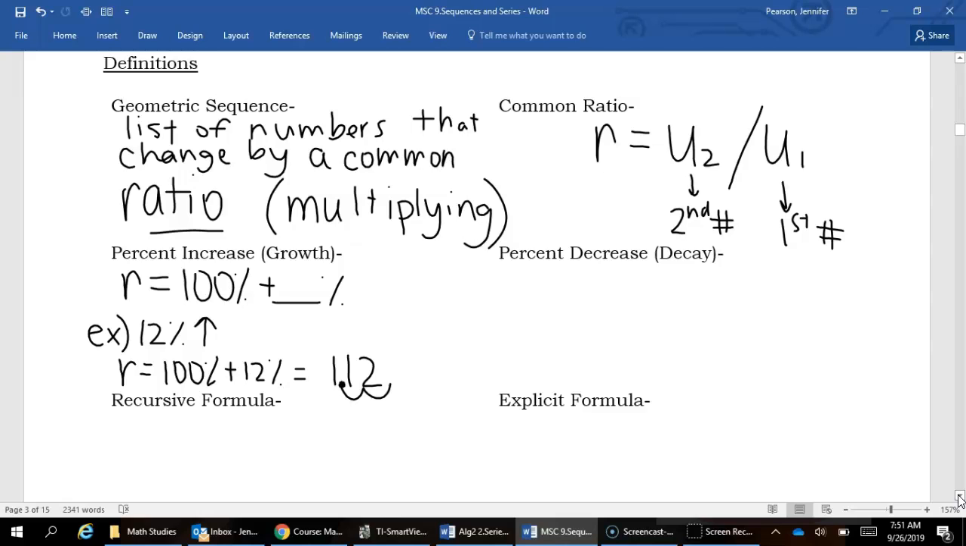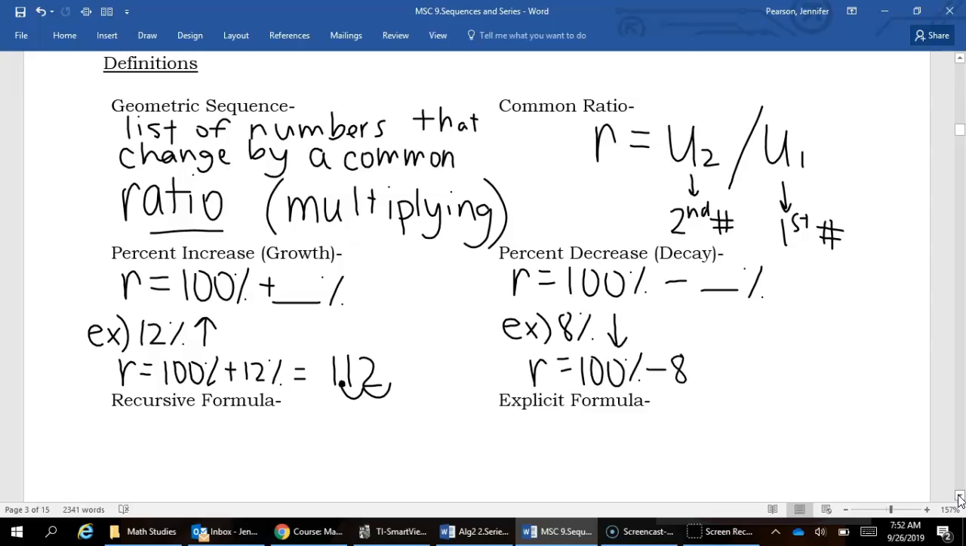A percent decrease looks very similar, but instead of adding to our original 100% that we start with, we will be subtracting from our original 100% that we start with. So if you're told to do, for example, an 8% decrease, we would start with 100% and then remove 8% from that. That leaves us with 92%. We need to move the decimal 2 spaces, and 0.92 would be the ratio for that case.